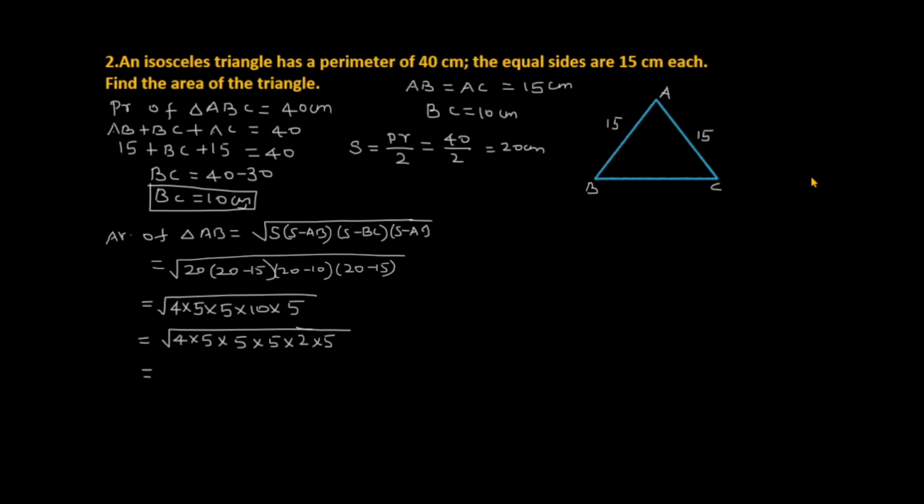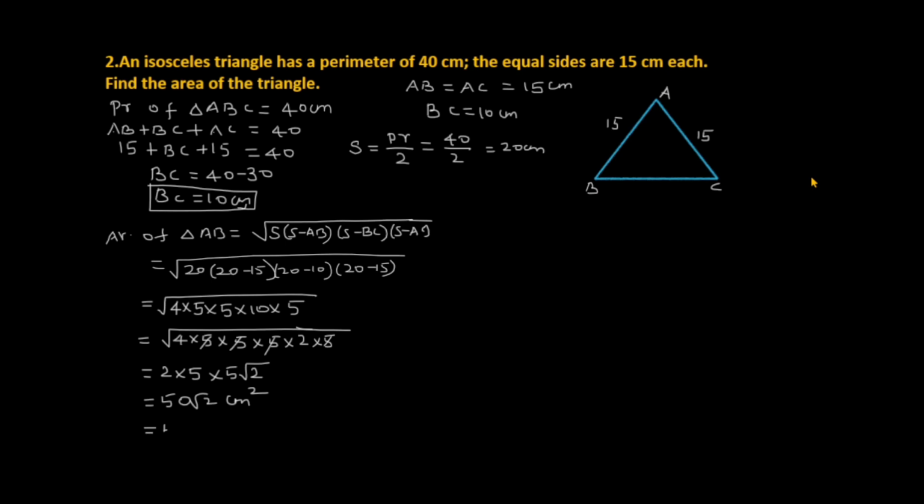So square root of 4 is 2. For these two 5s we can take one 5 outside, and for these two 5s we can take one more 5 outside. 2 is not at all having any pair. So keep square root of 2 as it is. 2 5s are 10, 10 5s are 50. So 50 root 2 centimeter squared is area of triangle ABC.